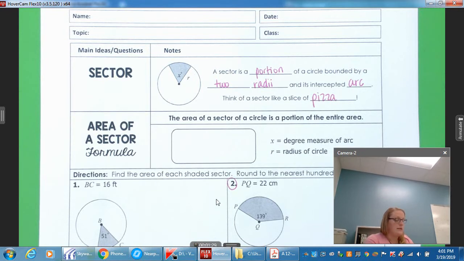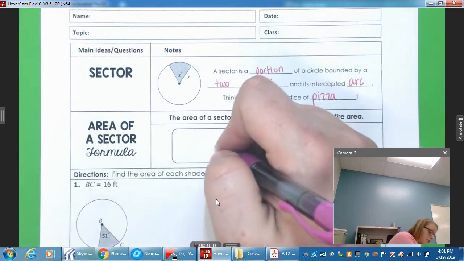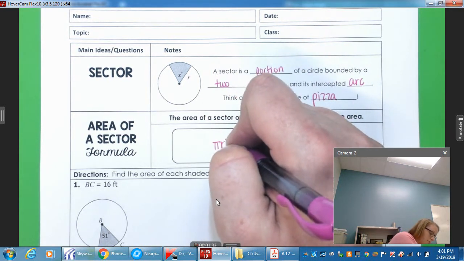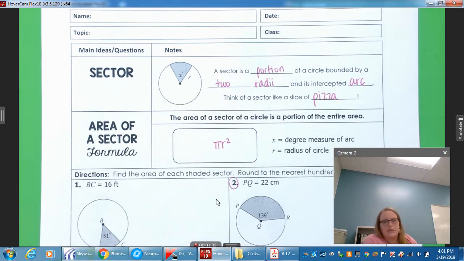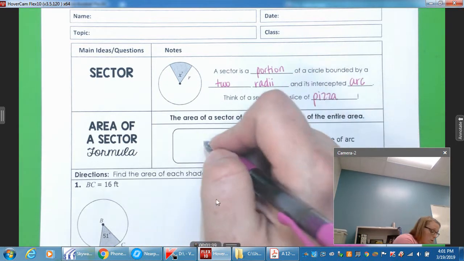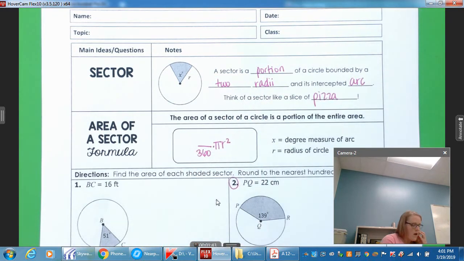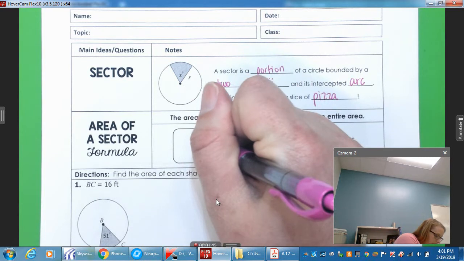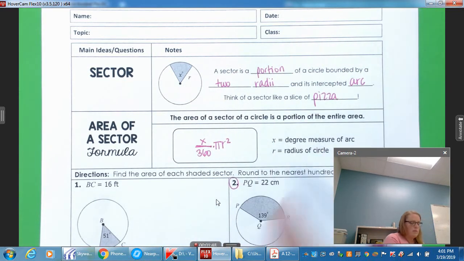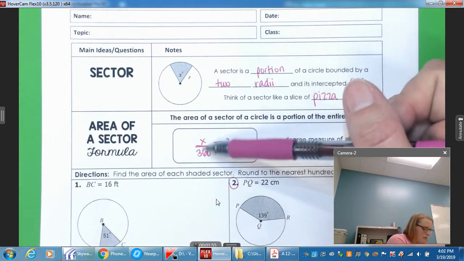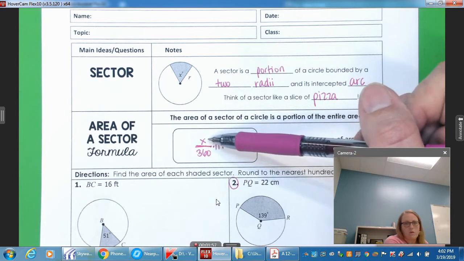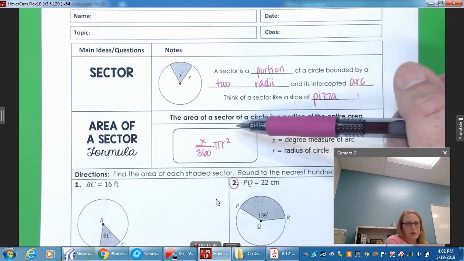So what it is, it's going to be the formula for the area of a circle, so it's pi r squared. But you're going to take a percentage of that circle. Remember, a whole circle is 360 degrees. And x is going to be the amount of that degree measure of your arc for that sector that you're talking about. So what you're going to do is make a fraction to represent the portion of that circle, and then it'll be pi r squared.